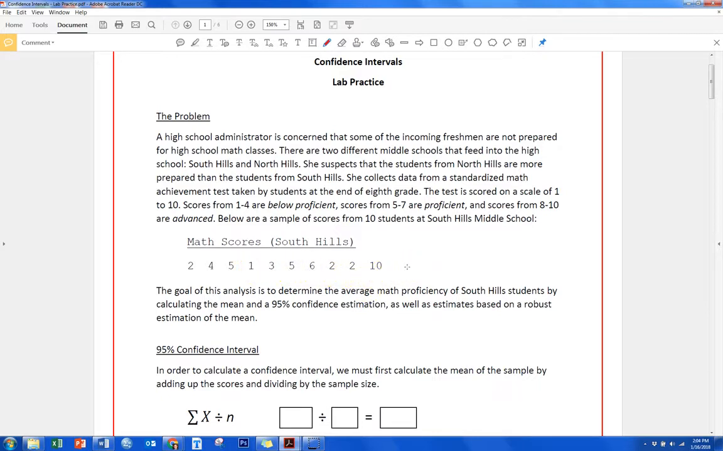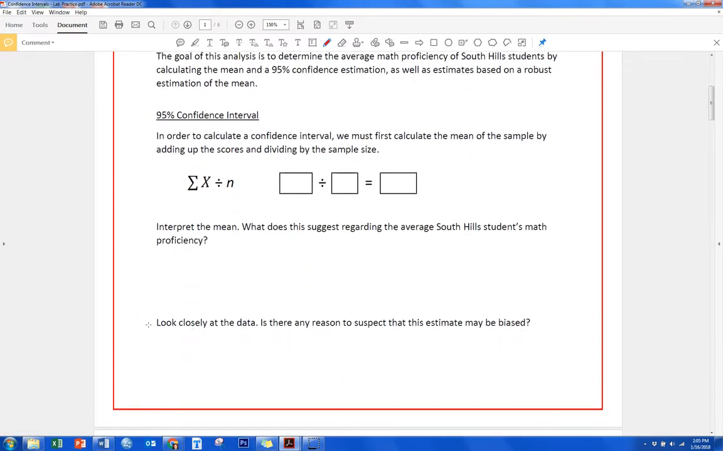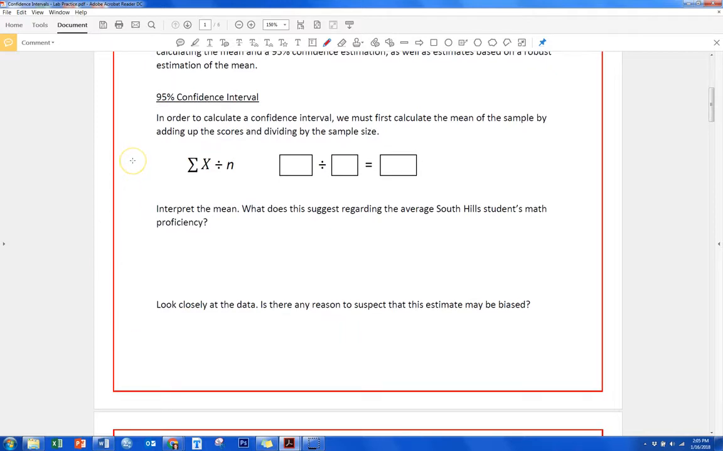The goal of this analysis is to determine the average math proficiency of South Hills students by calculating the mean and a 95% confidence estimation, as well as estimates based on a robust estimation of the mean. Let's jump in. So the first thing we're going to do is calculate the 95% confidence interval. In order to do that, we first have to calculate the mean of the sample.